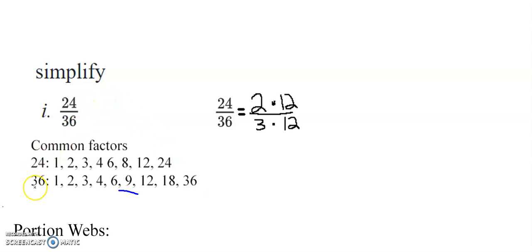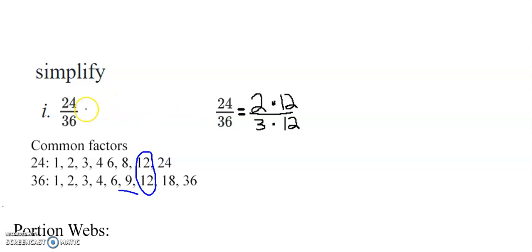So that's what I've done down here. 1, 2, 3, 4, 6, 8, 12, 24. Those are the common factors of 24. I've listed the common factors of 36. Then I want to go through and find the largest common factor that I can find, and that is a 12. I could use a smaller common factor, but then I'd have to keep simplifying. It wouldn't get me all the way. So 12 is the largest common factor that they share.